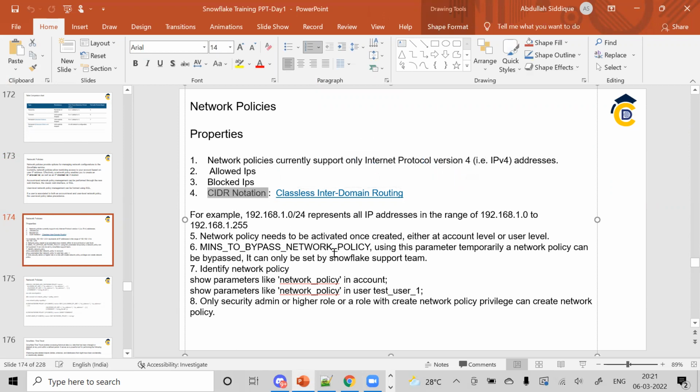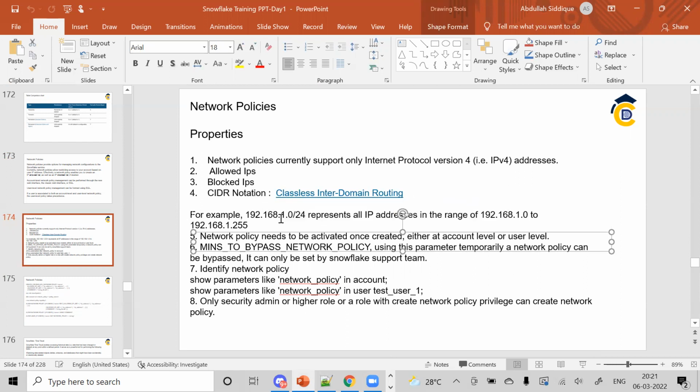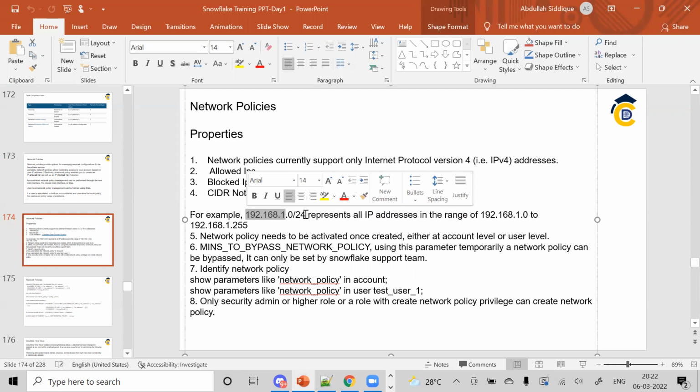This is called classless inter-domain routing. So what CIDR notation is, I'm telling you in brief. Again, it's all related to networking. When you have an IP address like 192.168.1.0/24, each number before the dot is called one octet, correct? And this CIDR notation means that the first three numbers, 192, 168, and 1, will remain static. This will not change. Only the last one will change, from 0 to 24, and this is in the form of an octet.